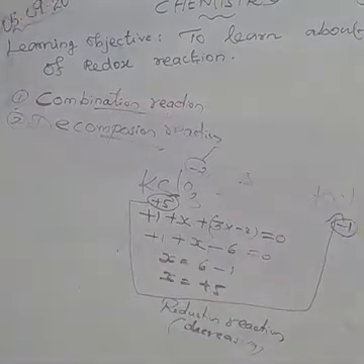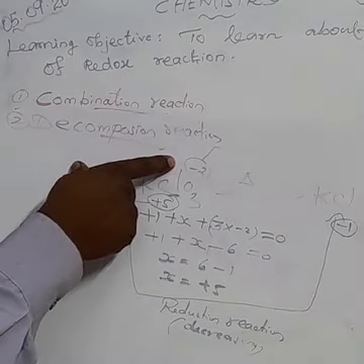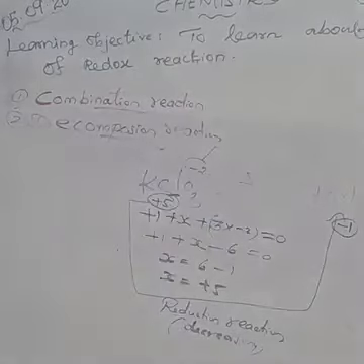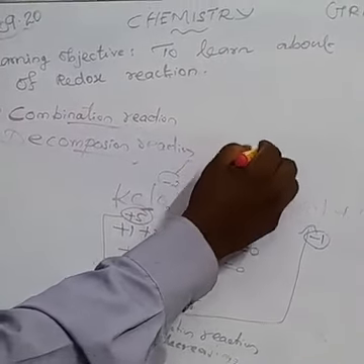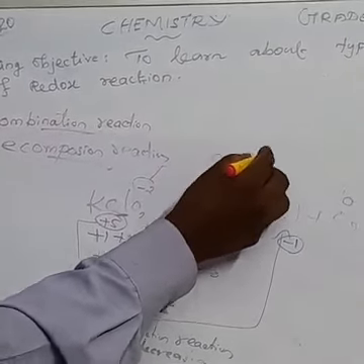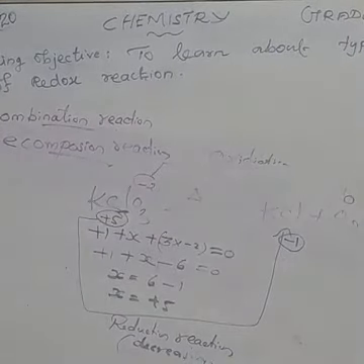Now, is the value increasing or decreasing? Can you say? That is -2, -1, 0. So it is increasing. Am I right? It is called oxidation. Decreasing means reduction, increasing means what? Oxidation reaction.